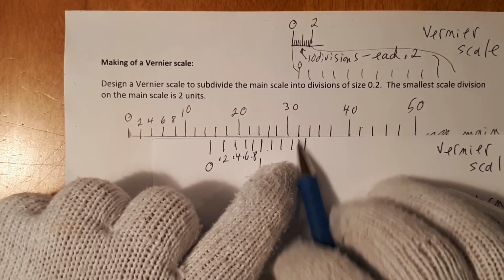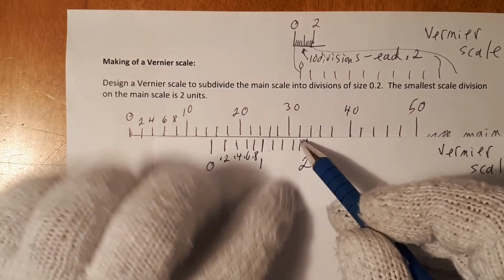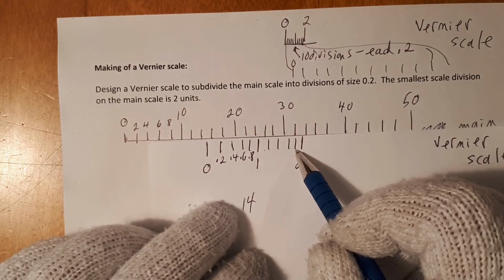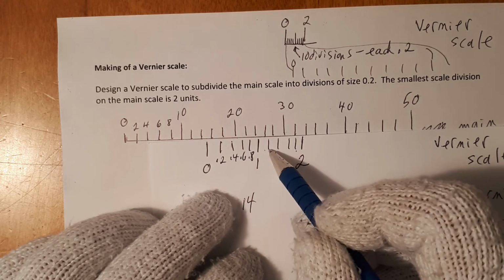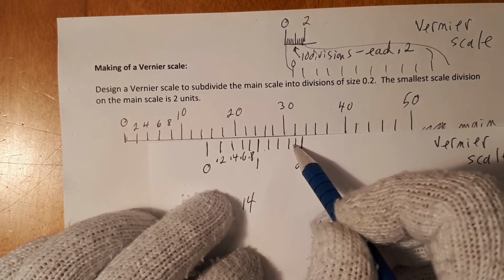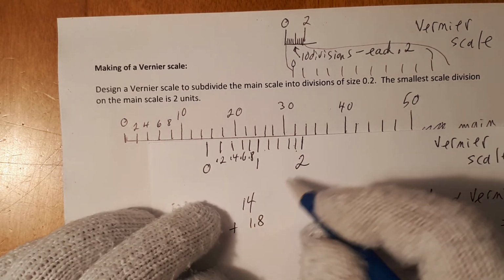And there might be some parallax depending on the camera. But I'm going to say it's this one right here. And the value of that one is 1.8. There's 1.2, 1.4, 1.6, 1.8. So add the 14 plus 1.8 from the vernier.